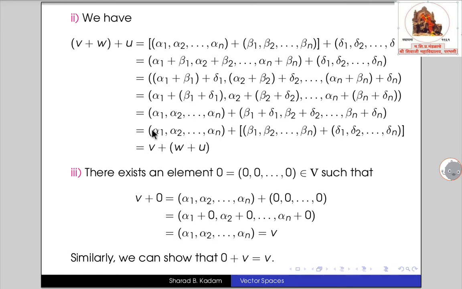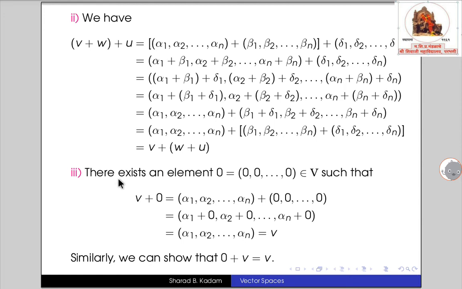So in the next step we have (α1, α2, ..., αn) + (β1, β2, ..., βn) + (δ1, δ2, ..., δn). This vector is V, this vector is W and this vector is U. So we have shown that (V + W) + U equals V + (W + U).